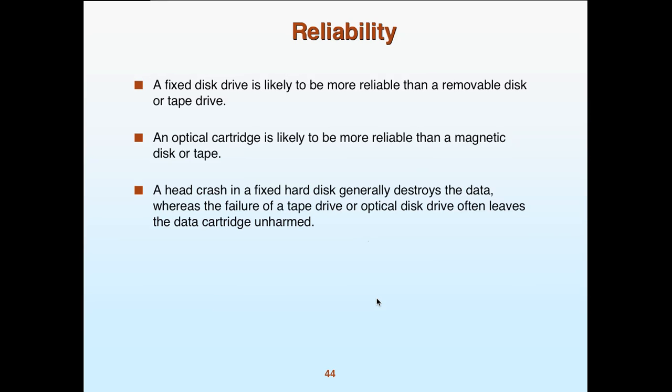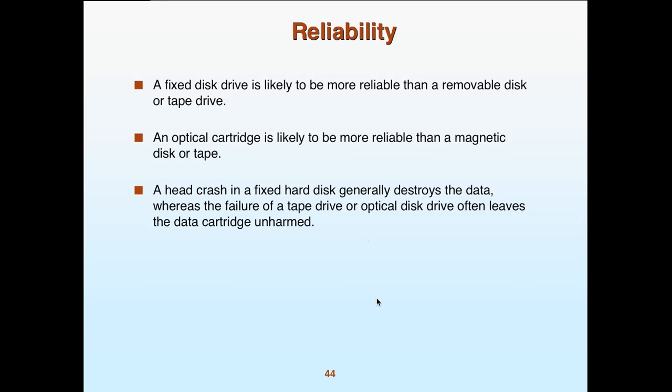But when you want to find a picture, you're going to find the disk that it's on, load the disk up, and it's slower to read it from the disk than it is from the hard drive, which is what the slide was saying. But it's safer. Just because it's faster to read it from your hard drive doesn't mean it's going to be there forever. So reliability. This disk drive is likely to be more reliable than a removable disk or tape drive. That's true. Optical disk drive is likely to be more reliable than a magnetic disk or tape drive. That is correct as well.